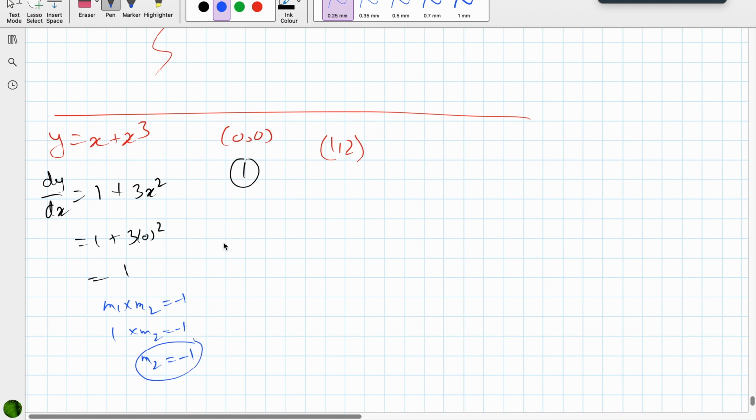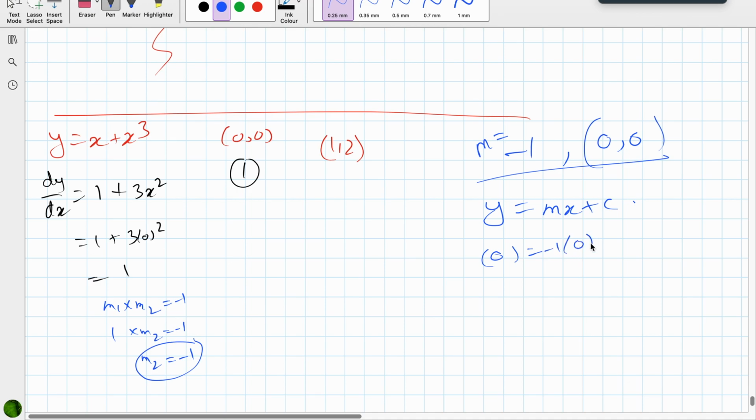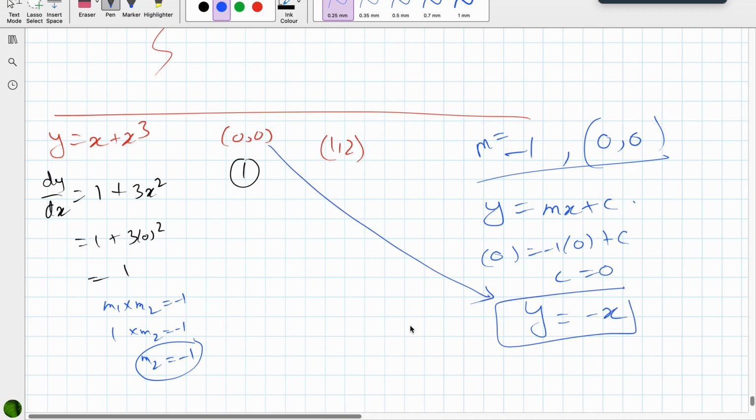So now we know the gradient of the normal is minus 1 and the point is 0, 0. We have to find this equation. So y equals mx plus c. Y is 0, gradient is minus 1, x is 0, c is equal to 0. So y is equal to minus x. This is the equation of the normal at point 0, 0.